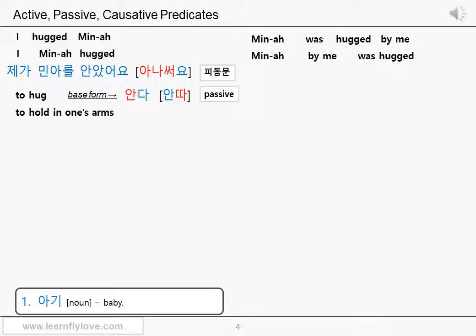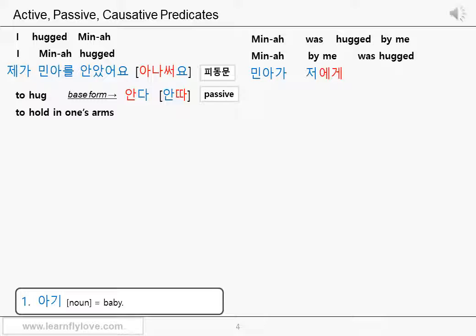Mina, by me, was hugged. Mina is just 민아. Let's add a subject particle, 가. 민아가. 미나가. By me. Me is 저. What particle did we tell you to use for this? Yes, 에게. 저에게. What nuance does this particle 에게 provide then? Can you feel it? We'll tell you shortly anyway.